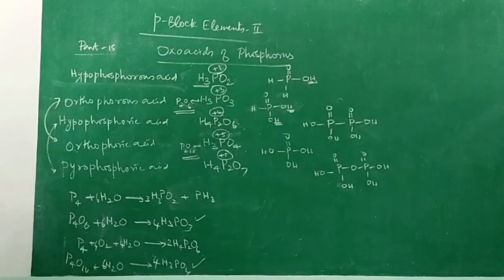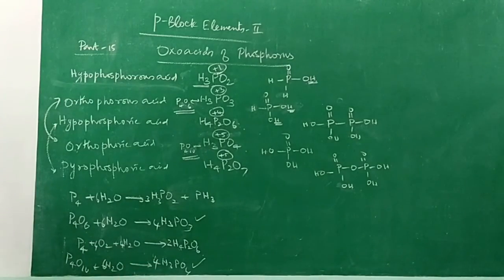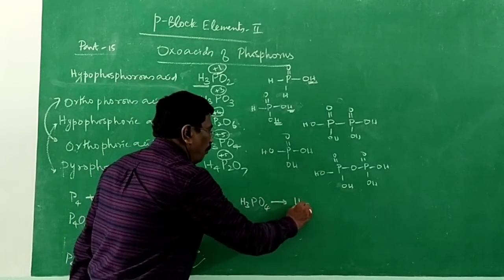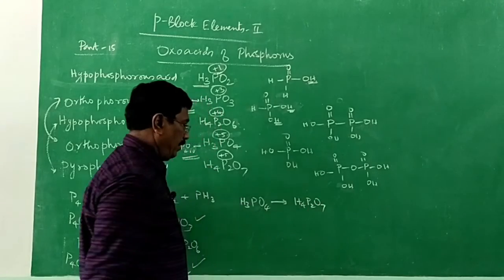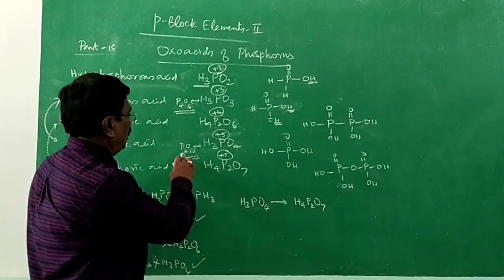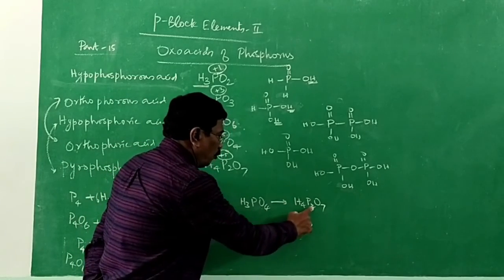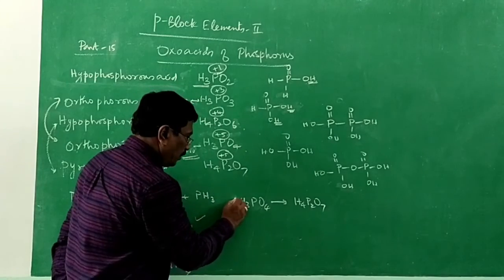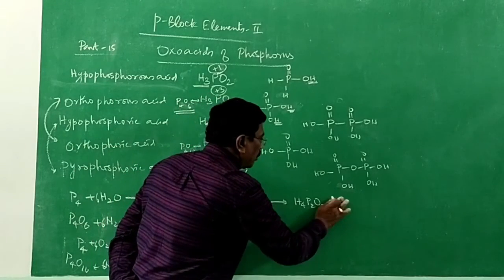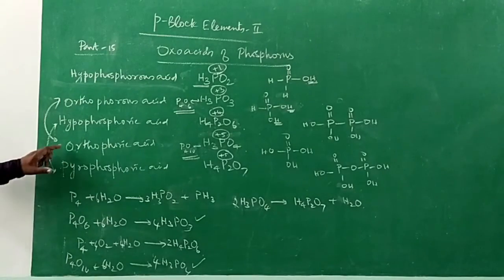Then finally, pyrophosphoric acid. It is obtained by heating orthophosphoric acid. H3PO4 when heated gives H4P2O7, then again loses water to give metaphosphoric acid, and finally P4O10. This is how it goes. H3PO4 when heated forms H4P2O7: 2 phosphorus, therefore 2. Remaining 6 hydrogen, out of 6, 4 are here, remaining 2, therefore H2O. When orthophosphoric acid is heated, we get pyrophosphoric acid.